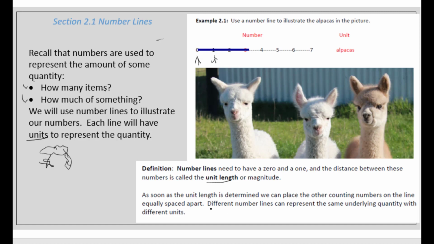Different, and this is an important one, different number lines can represent the same underlying quantity with different units. And we're going to get to that. But these units here are alpacas, because that's what we're counting. And we counted 3 of them. So the number is 3 and the units is alpacas. So we have 3 alpacas.